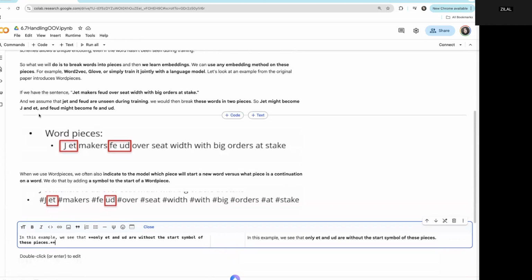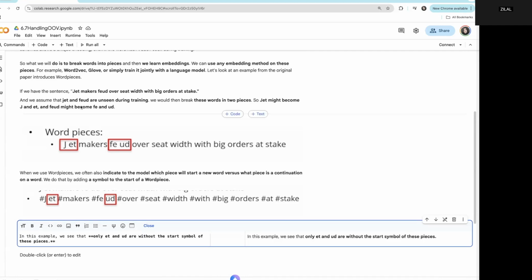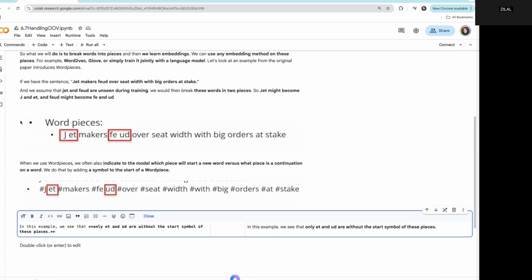So what we will do is to break words into pieces and then we learn embeddings. We can use any embedding method on these pieces, for example, Word2Vec, GloVe, or simply train it jointly with a language model. Let's look at an example from the original paper that introduced Wordpieces.